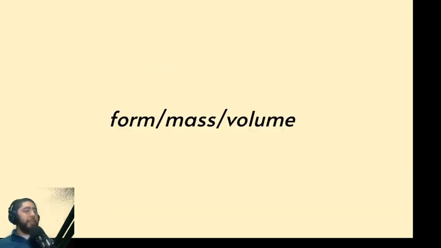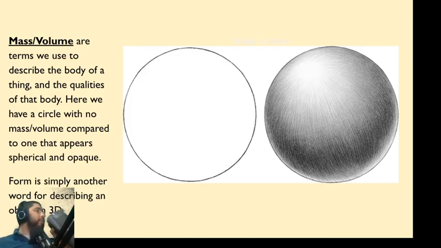Form, mass, and volume. And now we're going to 3 dimensions. All right, so these are both circles. We both understand them as circles drawn on a page, right? And this is now on our screen. So they're just flat circles. We cannot physically touch them.